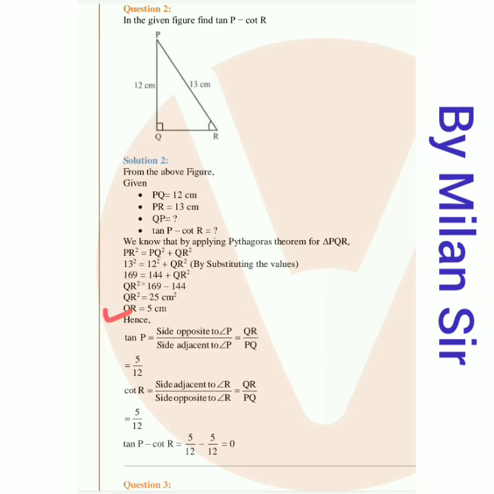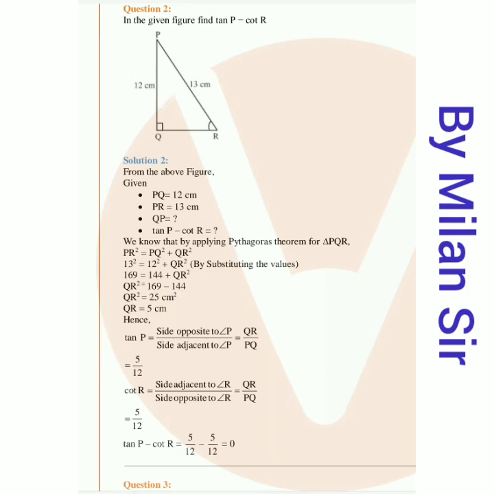Now use the formula for tan P. Now tan P, this time our reference angle is P. And the formula of tan theta is opposite side upon adjacent side. Now the opposite side for P is QR, and the adjacent side for P is PQ. So QR upon PQ. Now put the values of QR and PQ. So QR is equal to 5 and in the denominator PQ is equal to 12. So 5 upon 12.